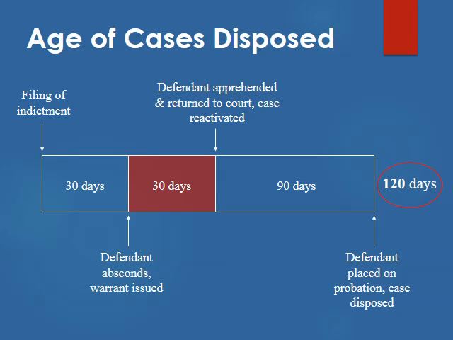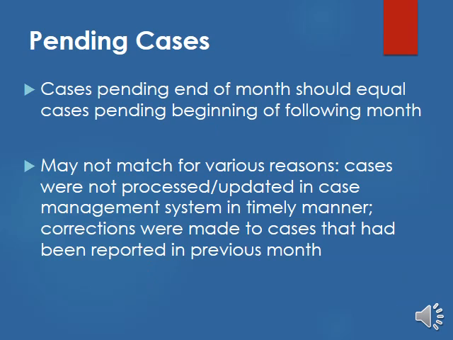With the use of the inactive and reactivated statuses, the calculation changes for determining the age of cases disposed. When a case is made inactive, the aging clock stops. The clock starts again when the case is reactivated. So as shown in the example on the screen, the use of the inactive pending status during the 30-day period between when the defendant absconded and they were apprehended and returned to court made the total age of the case 120 days rather than 150 days.